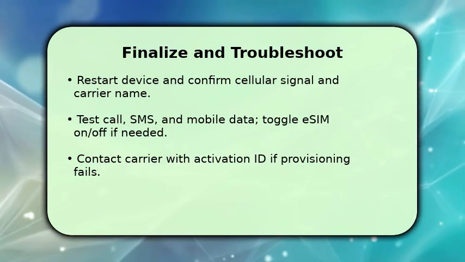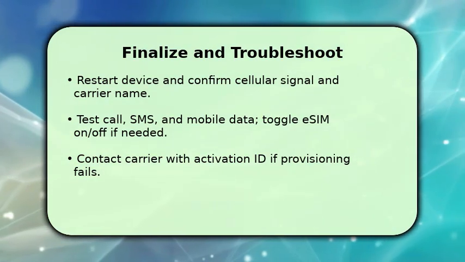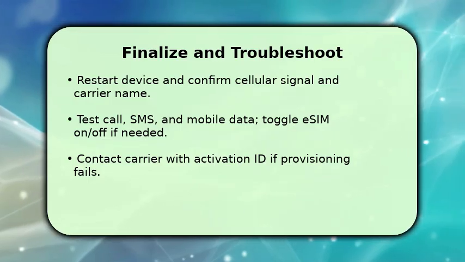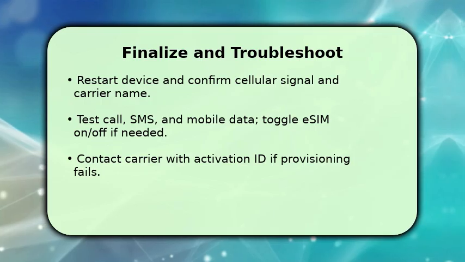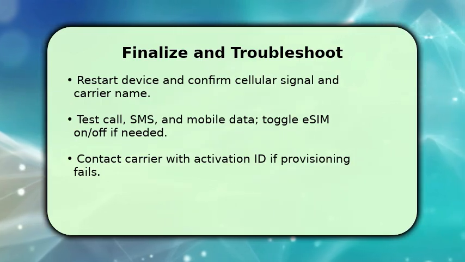Finish by restarting the device so the system applies network settings, then verify you see the carrier name and signal bars. Make a test call, send a text, and load a web page to confirm data.